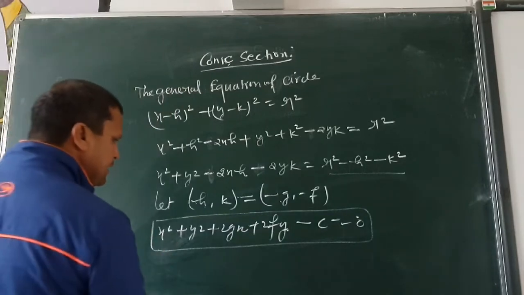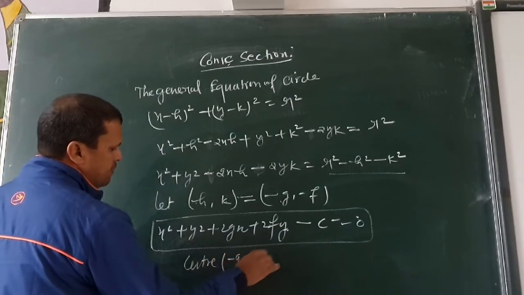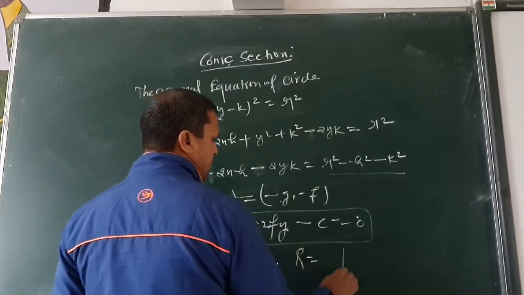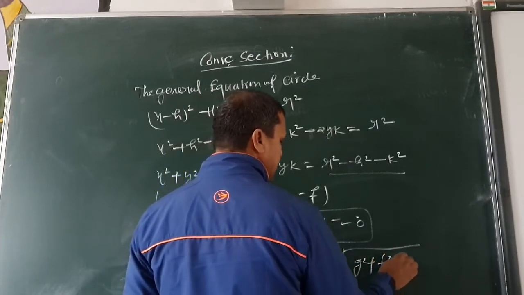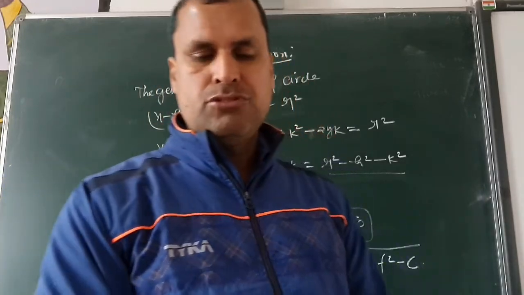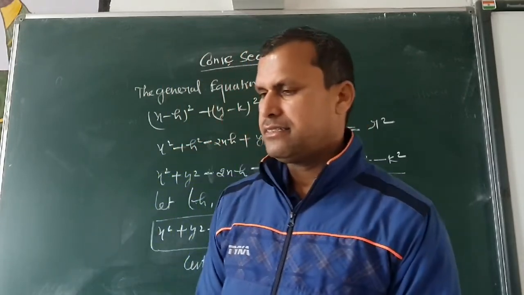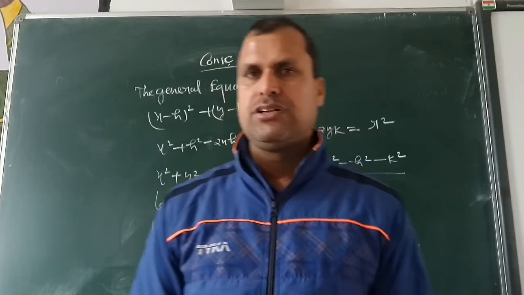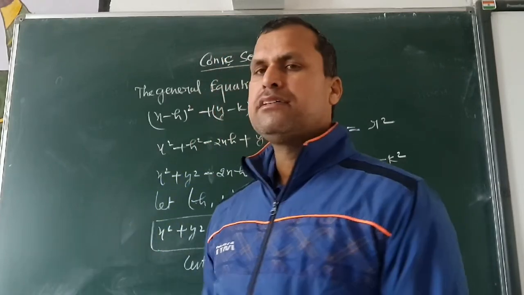If this is the general equation of circle, then center is equal to (minus g, minus f) and radius r equal to the square root of g square plus f square minus c. So with the help of these two formulas, we can solve all questions of the exercise related to the circle. In next class, I will discuss the equation of parabola and some problems related to the circle. Thank you.